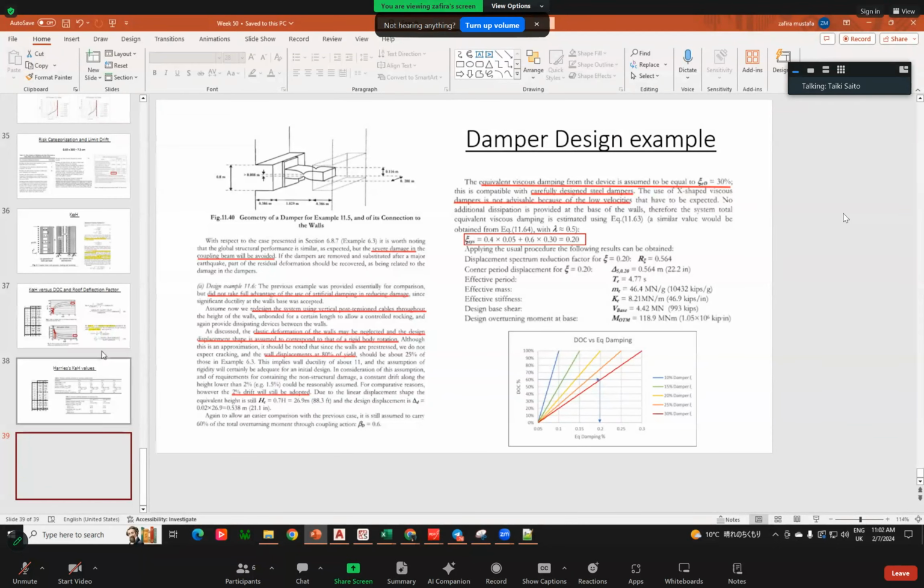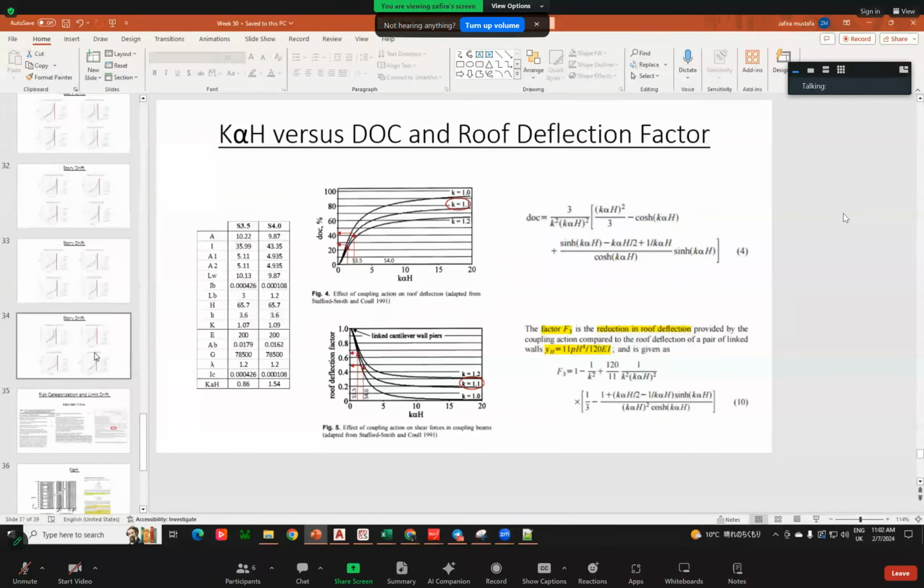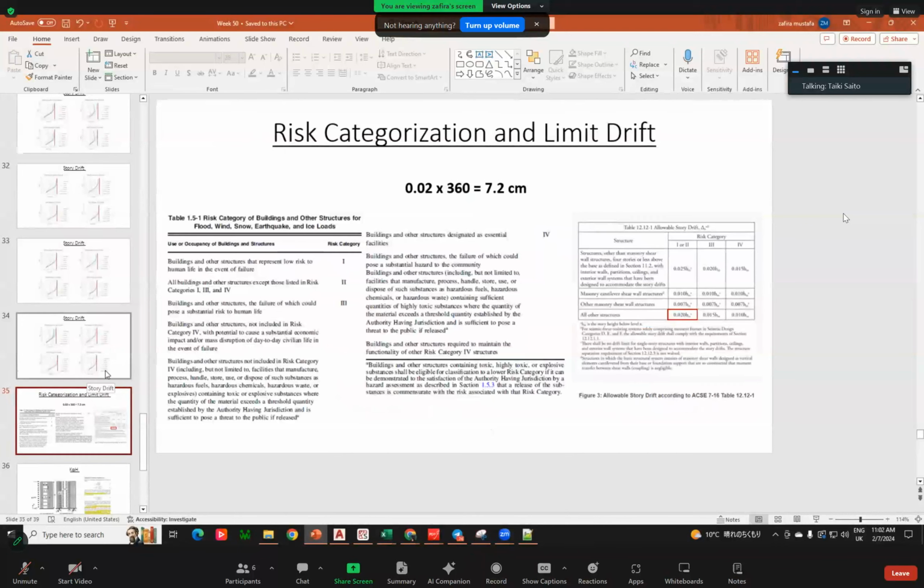And could you go up? Here, this one. So, allowable story drift. Category, risk category 1, 2, 3. We don't know the definition. So 0.02 looks big enough. It's too big.